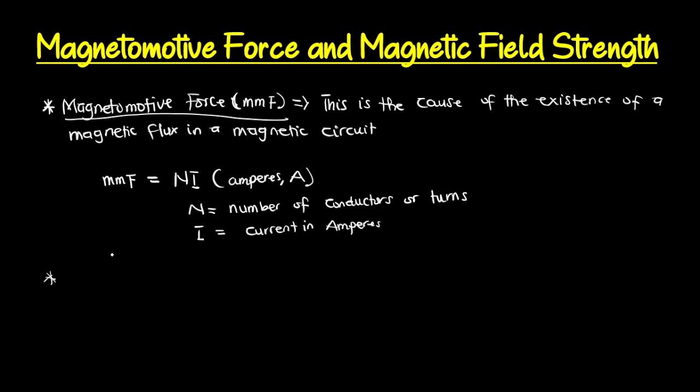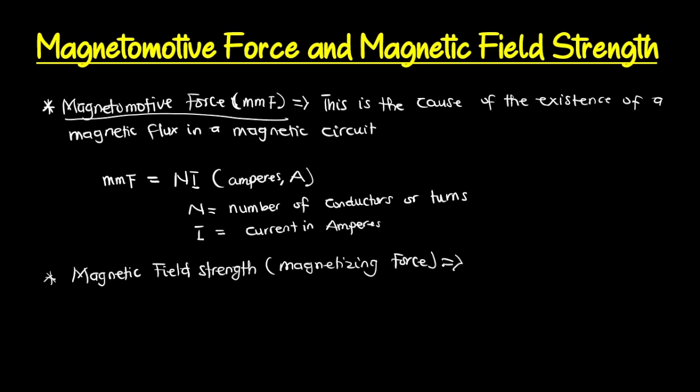All right, so the second one we want to look at is what we call the magnetic field strength, or some people will say this is the magnetizing force. By definition, magnetizing force is represented as H is equal to Ni on L, and then the unit is ampere per meter.